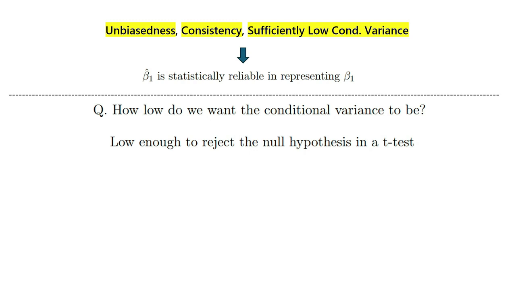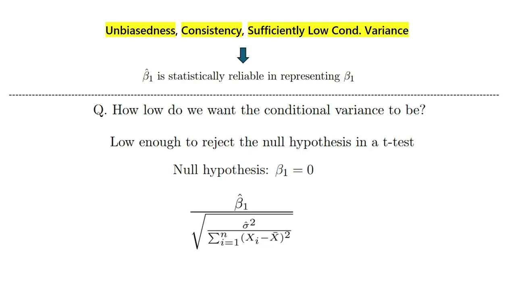What was our hypothesis? Well, if you remember, our hypothesis was that beta 1 equals 0. The technical name for this hypothesis is the null hypothesis. And this particular null hypothesis is the one that's most commonly used in t-tests. We also learned in the past that the null hypothesis is rejected if we get an extreme value for the t-statistic, whether it's positive or negative. And if you look here at the bottom, the term in the denominator is the square root of the conditional variance of beta 1 hat, which means that in order to get an extreme value of the t-stat and reject the null hypothesis, the conditional variance has to be sufficiently low relative to beta 1 hat in the numerator.